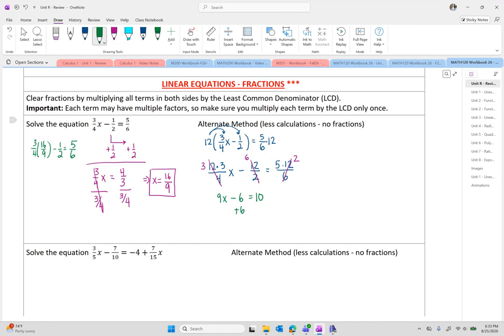I will add 6 to both sides. I will get 9x equals 16, and I will divide by 9 to solve for x. And I will get x equal to 16/9.